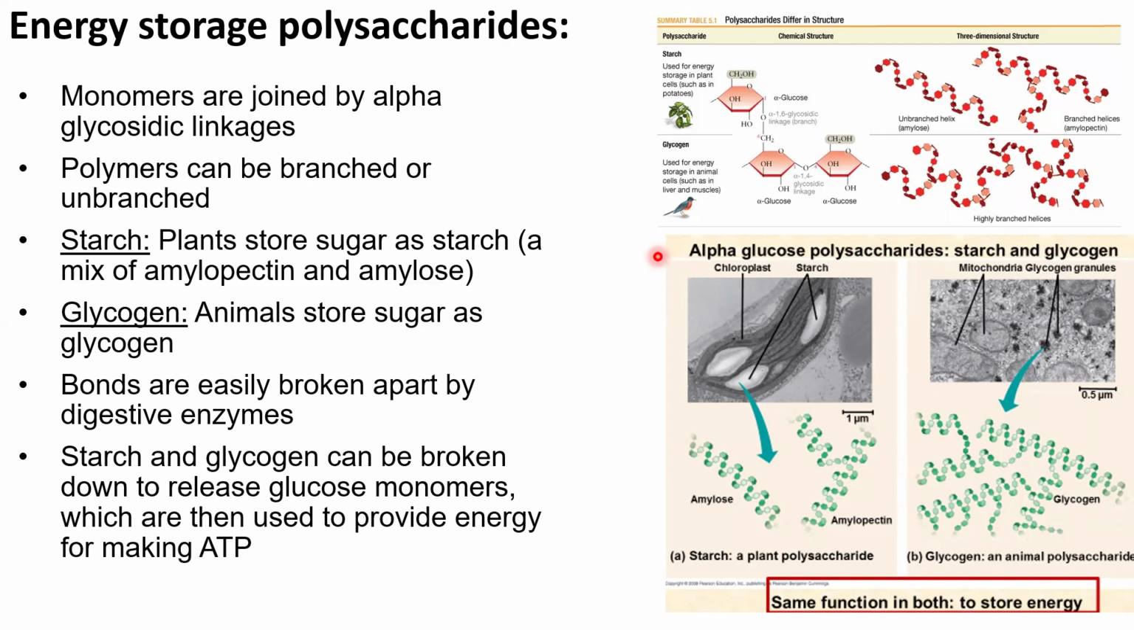With starch and glycogen, they can be broken down to release more glucose monomers when we need energy to produce a certain amount of ATP, the powerhouse of the cell, basically.